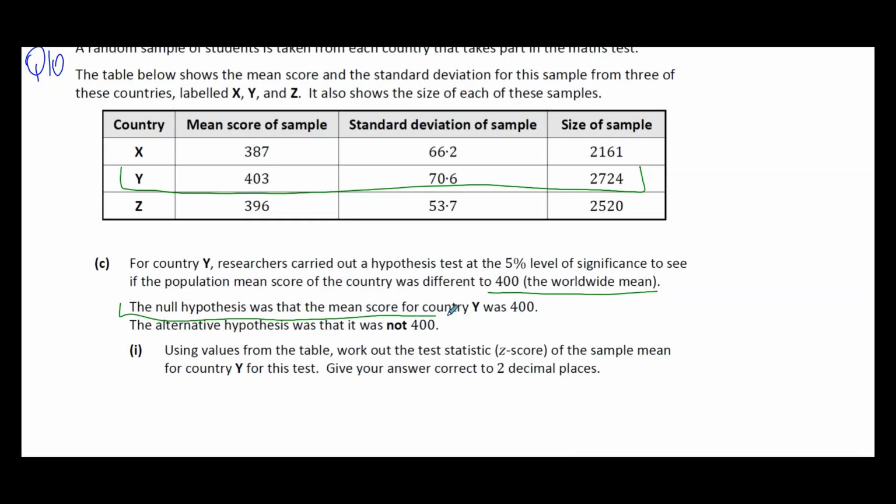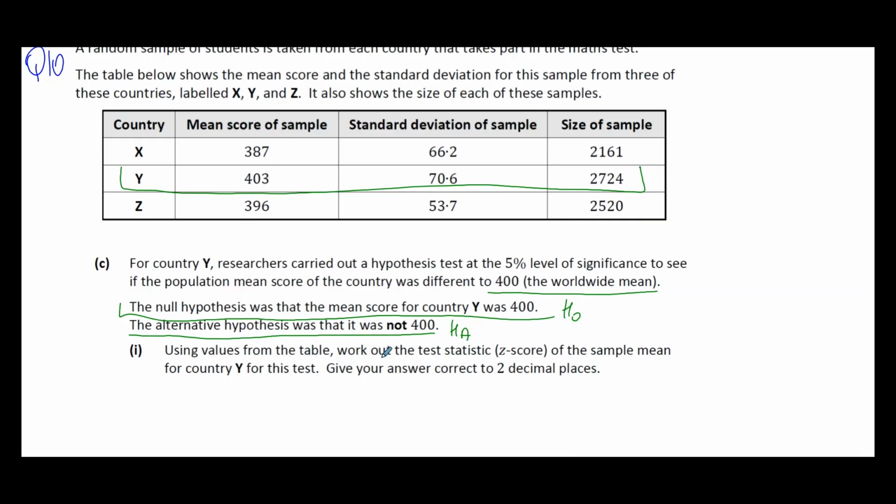And that's basically the way it always goes with the null hypothesis. With the null hypothesis, we are saying nothing changed. It is the same. Whatever we've done, whatever we've introduced, there is no change. And then the alternative is exactly the same, but opposite. The alternative hypothesis was that it was not 400. So the mean score was not 400. So that's your alternative hypothesis.